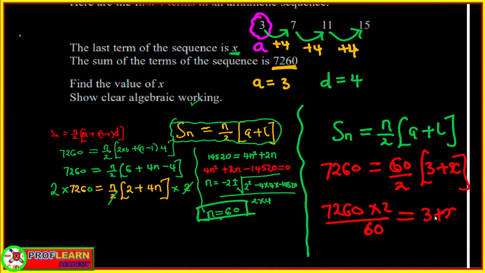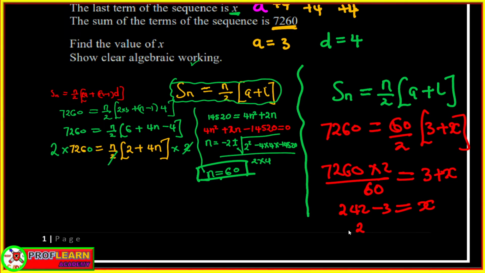So if we work out that 7260 times 2 divided by 60, that gives us 242. 242 minus 3 is going to be the value of x. So this is going to be 239. The value of x is 239 in that case. So you can be given such kind of questions, and I believe now you have understood what you are supposed to do in that case.